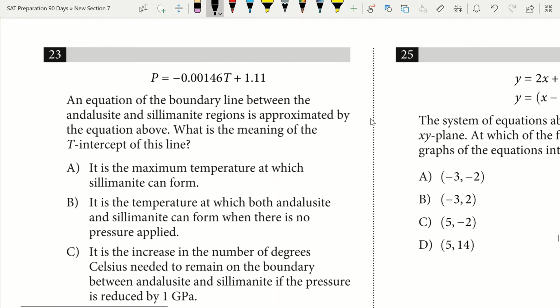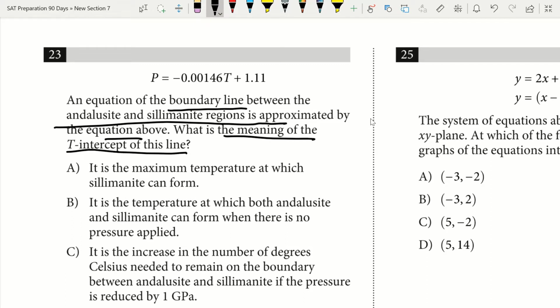Okay, so they give me an equation. They say that this equation is the boundary line between the andalusite and sillimanite regions, and it's approximated by the equation. What is the meaning of the t-intercept of this line? Okay, one thing we have to understand is the t-intercept of this line. The way that you go wrong with this problem is by thinking of the p-intercept.